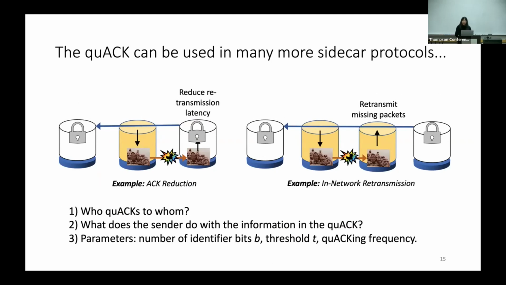Now, as I said before, sidecar protocols are very generic, and quacks can also be used in many more sidecar protocols. The only thing that we change between these sidecar protocols is who quacks to whom. So maybe only one host needs to participate in the quacking, maybe neither host needs to participate at all. We can also change what the sender does with the information in the quack. Is it a congestion control mechanism or retransmission mechanism? And finally, we can change parameters in the quack itself. So how often we're quacking, how large you want the identifiers to be, what you want the threshold to be.